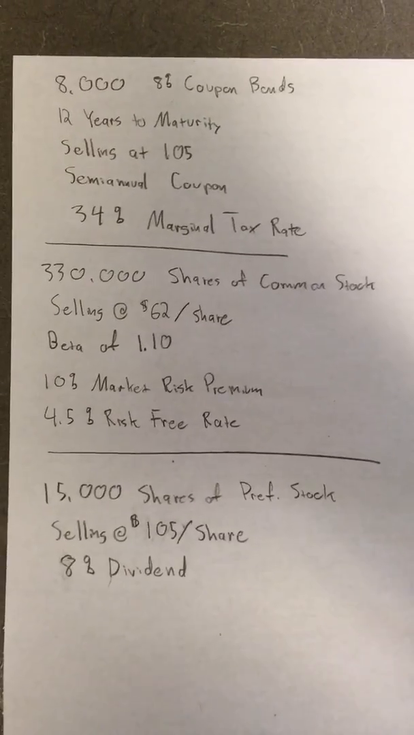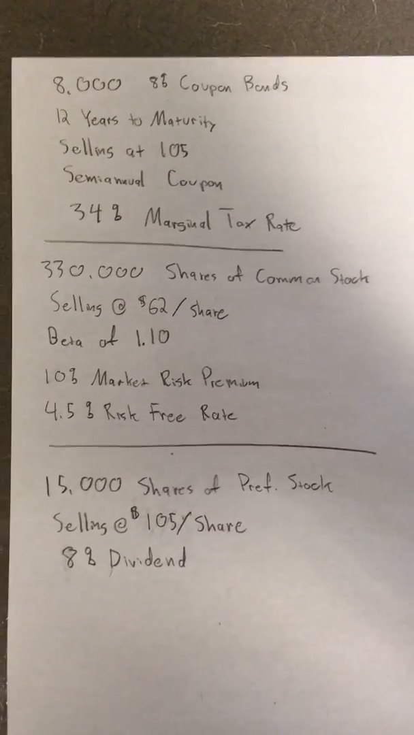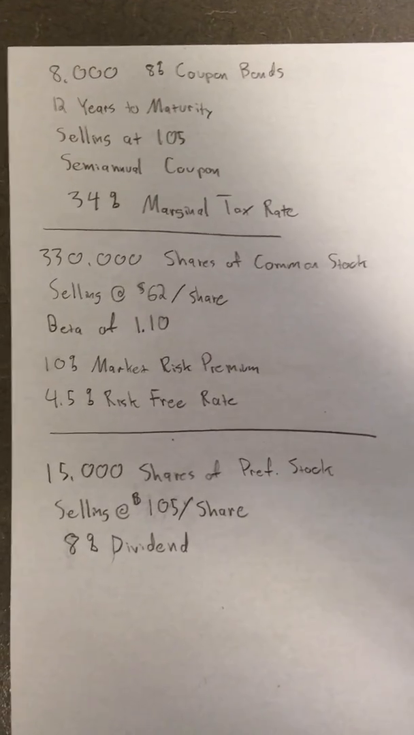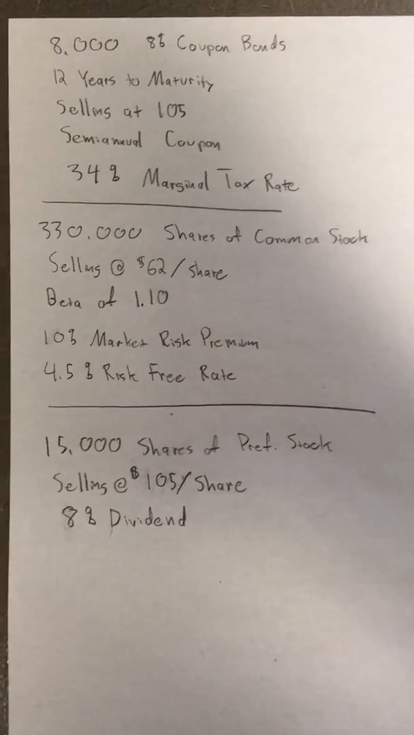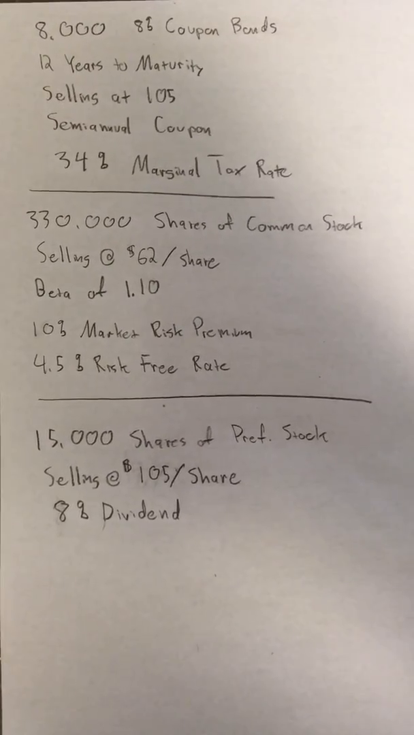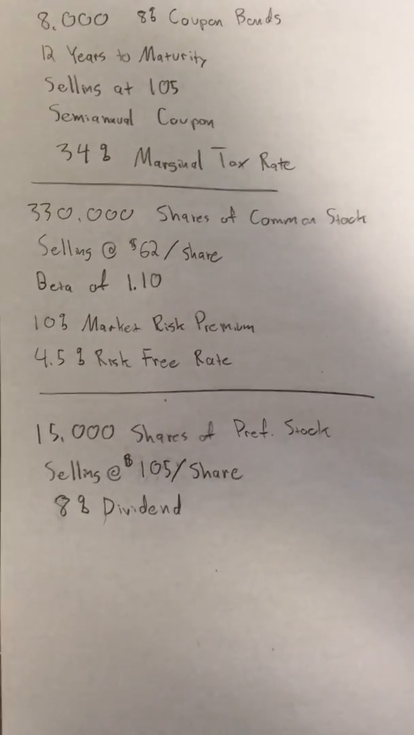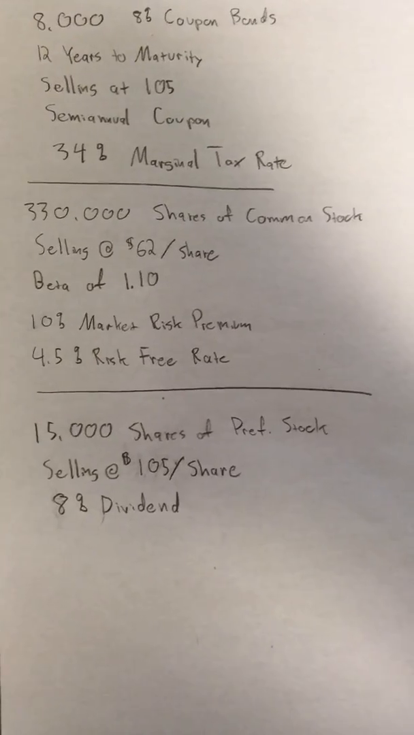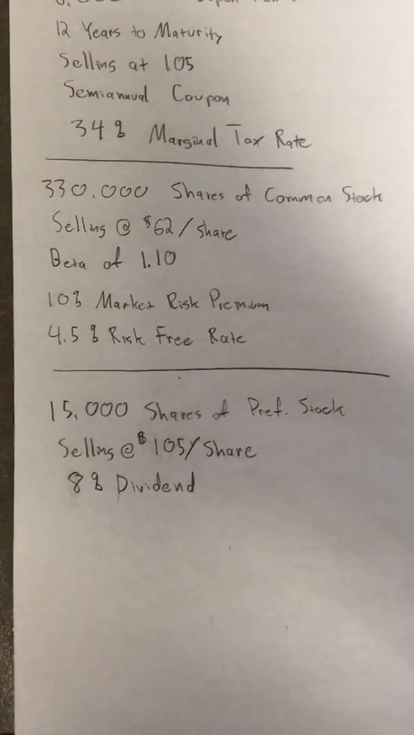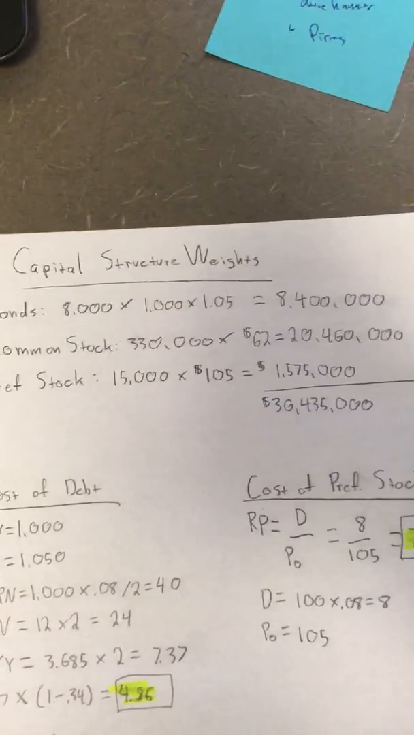So starting with the debt at the top, we have 8,000 8% coupon bonds, 12 years to maturity, selling at 105. Semi-annual coupon, 34% marginal tax rate. We have 330 shares of common stock, selling at $62 a share with a beta of 1.1, 10% market risk premium, and a 4.5% risk-free rate. Lastly, with the preferred stock, we have 15,000 shares of preferred stock, selling at $105 per share with an 8% dividend. And this time, for the solution, I started by calculating the capital structure weights.